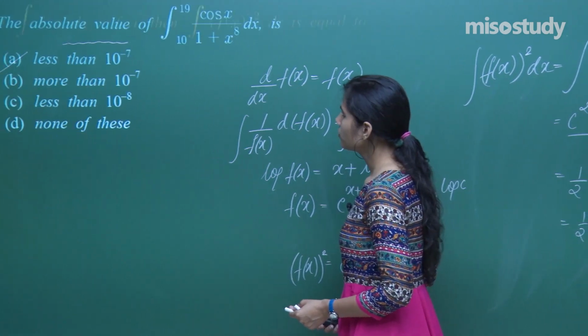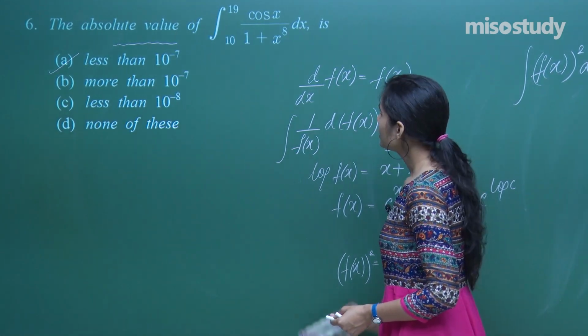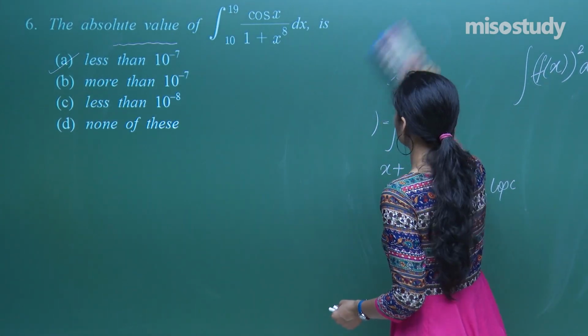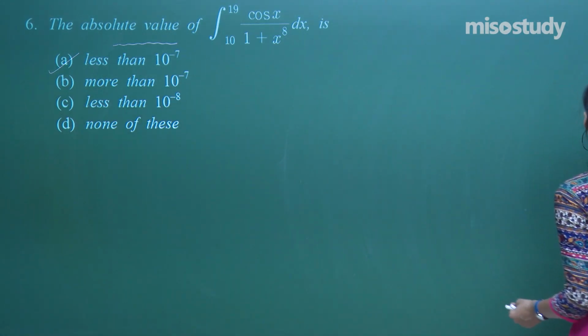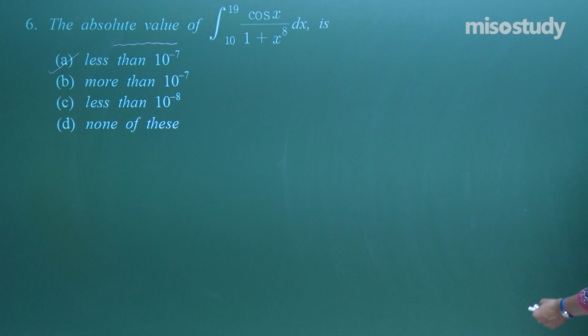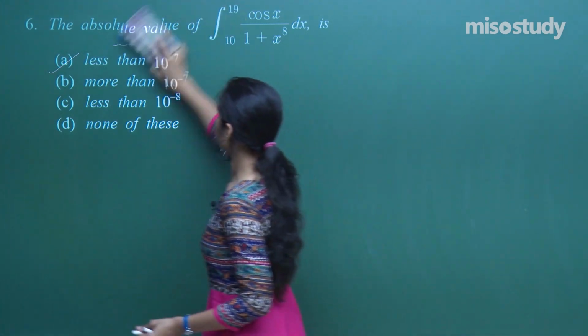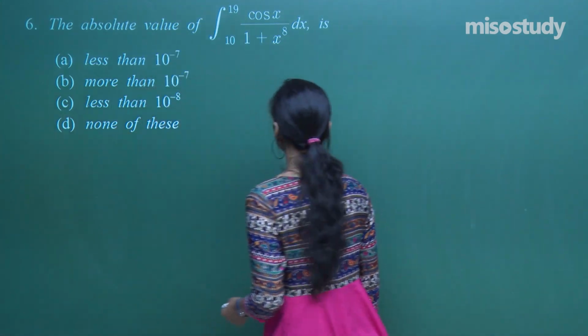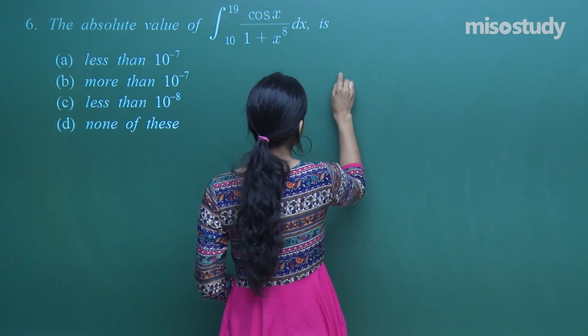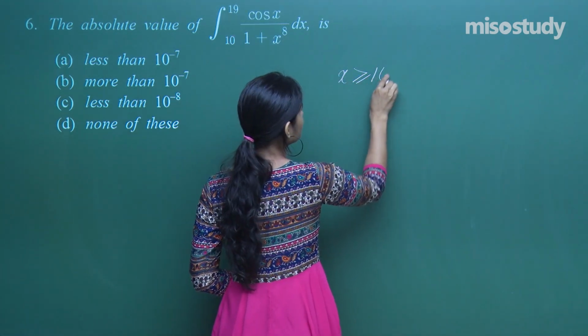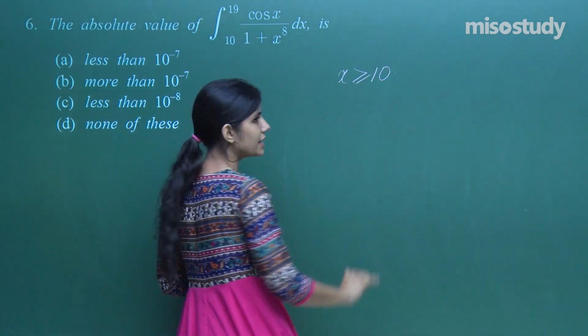Moving to the next question, we have: what is the absolute value of this given integral expression? Okay, so talking about this, you need to first focus upon the values which x can acquire in this expression. For this question, I am given that x is going to range from 10 to 19. So x is already given to be greater than or equal to 10 and less than or equal to 19.